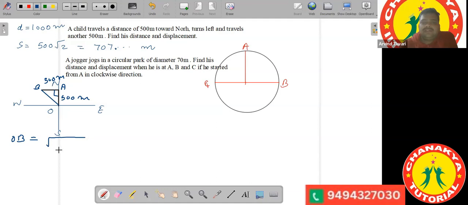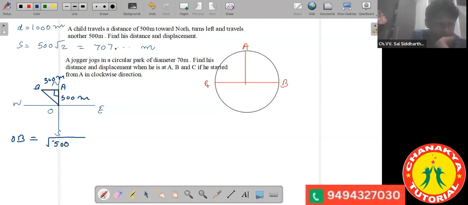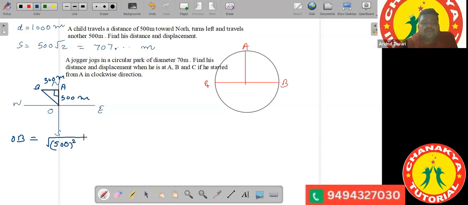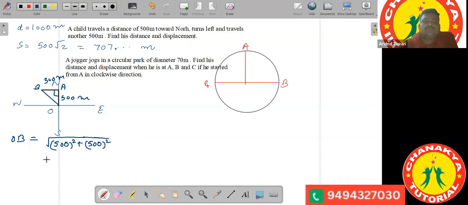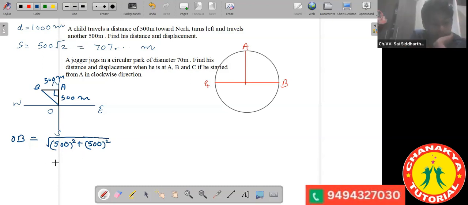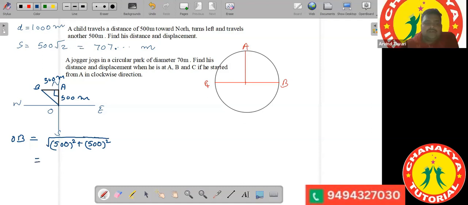Siddharth, did you get the answer? Yes, sir. So what was your answer? Sir, the distance was 1000 meters. Hmm. Sir, the displacement was 5 root 3, I think. 5 root 3. Okay. So see, I hope everyone knows how to calculate the hypotenuse.